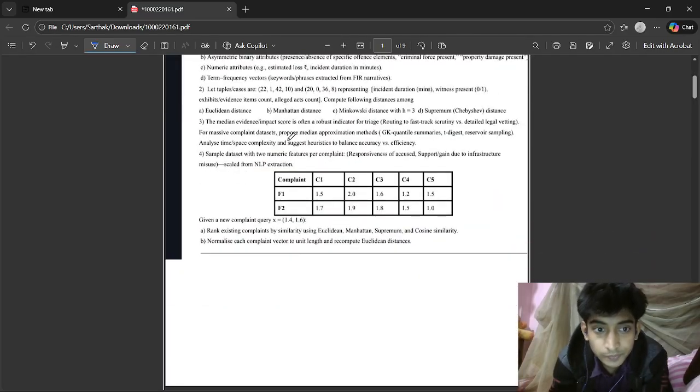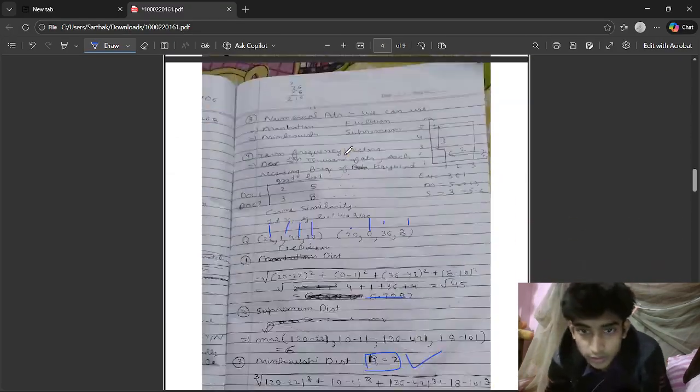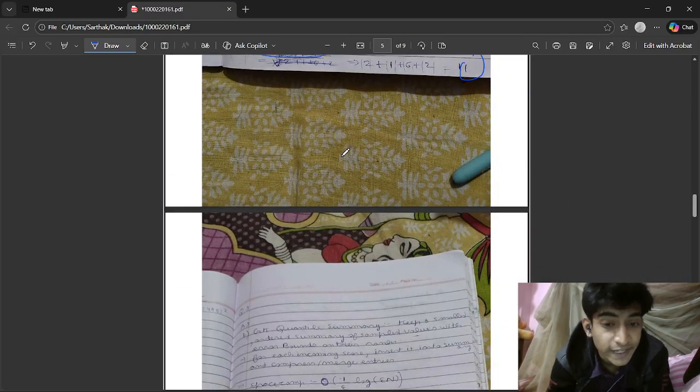Now let's see question 3. The median evidence impact score is often a robust indicator for triage, routing to fast track. For a massive complaint dataset, propose median approximation methods, analyze time and space complexity, and suggest heuristics to balance accuracy versus efficiency. So let's discuss some median approximation techniques.